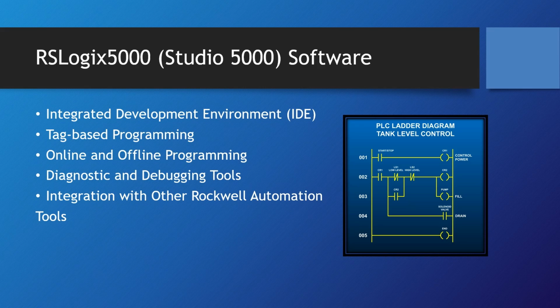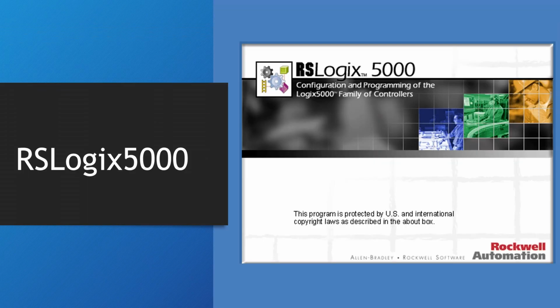RSLogix 5000 is a powerful and versatile software platform that empowers engineers and programmers to develop complex automation programs for a wide range of industrial applications. Its robust features, flexibility, and seamless integration with Rockwell Automation products make it a popular choice for programming Allen-Bradley controllers.